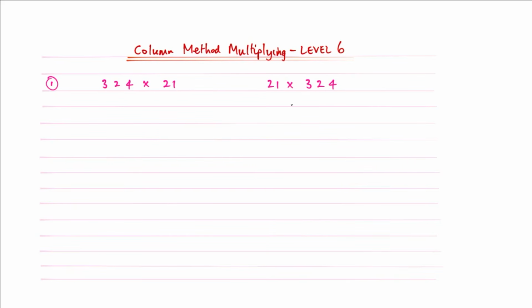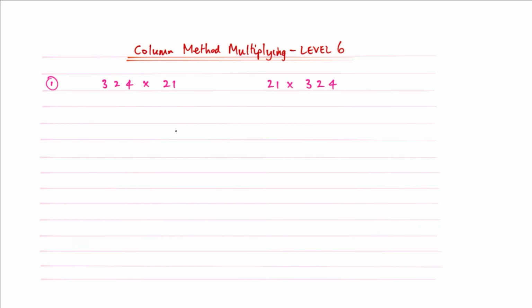So this is example number 1. We've got 324 multiplied by 21. And this method works even if it's written the other way around. One thing to bear in mind is that multiplying can work both ways. There's a special word for that, which we'll explain later. Basically, multiplication is commutative, but you don't need to worry too much about that now, because there'll be a separate video coming up about all those different properties of operations.